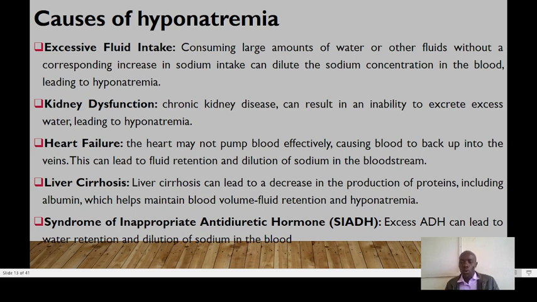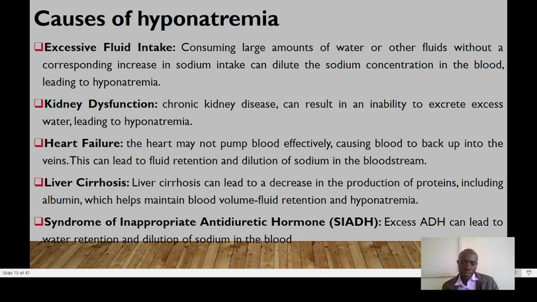Of course, we know from our physiology class that the heart is the one that is responsible for pumping blood. So in heart failure, the heart may not be able to pump blood effectively, and this causes blood to back up in the veins. So what does this lead to? This leads to fluid retention. And fluid retention, when you have more fluids, is going to also contribute to dilution of the sodium in blood, leading to hyponatremia.